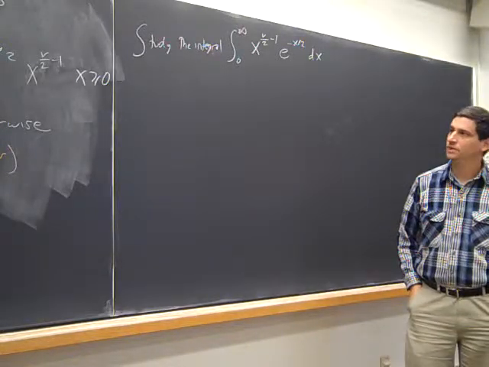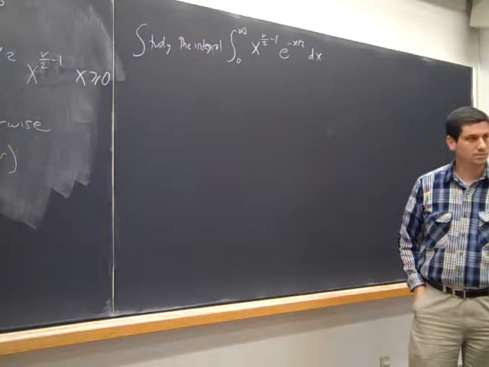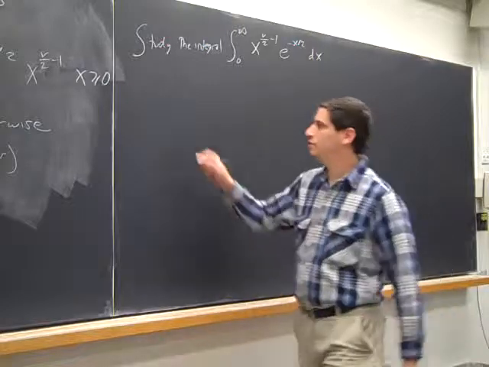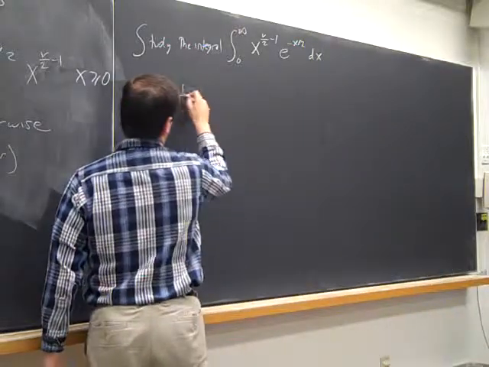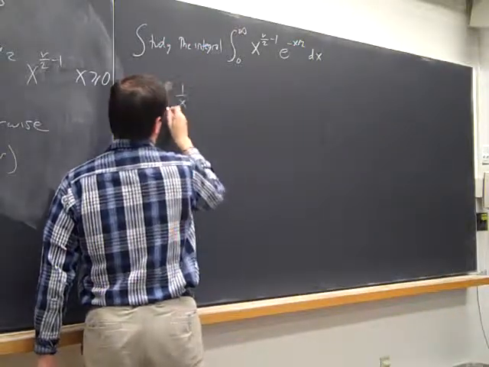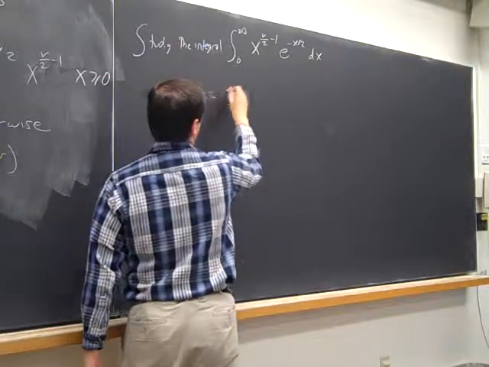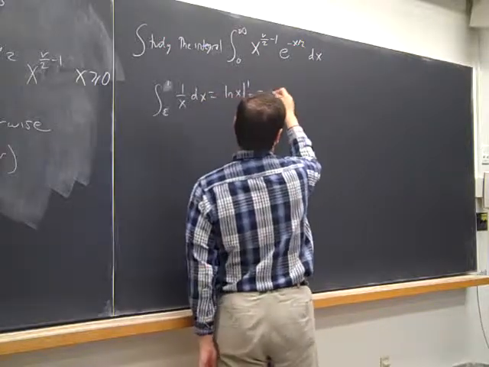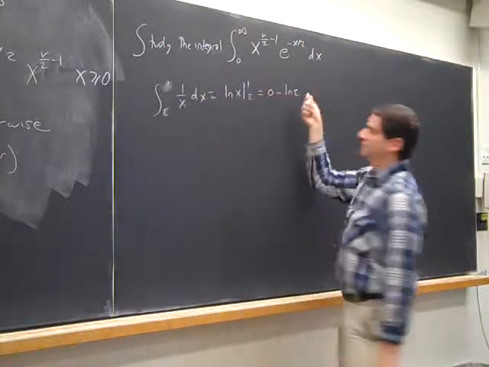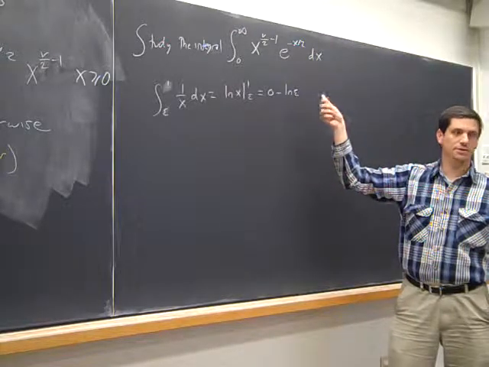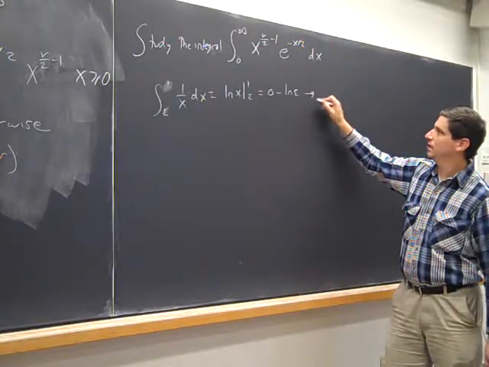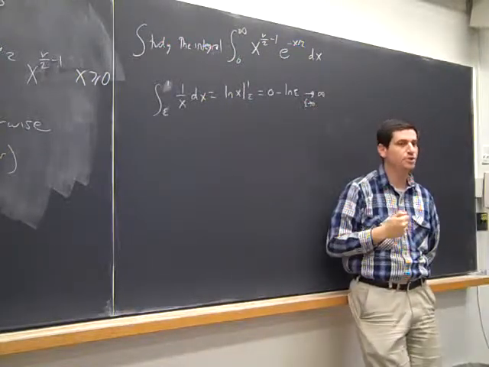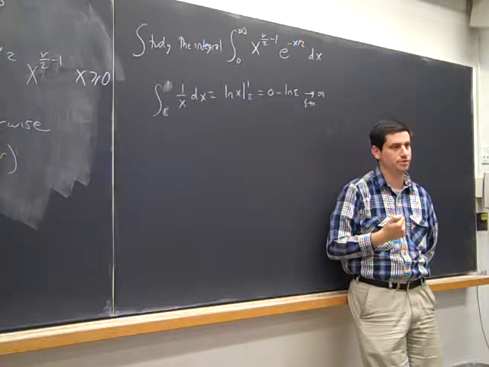You said that if it was like 1 over x, then it would diverge? Well, if you integrate 1 over x when x is near 0, so from epsilon to 1 of 1 over x dx, this is the natural log of x at 1 and epsilon. This is 0 minus the natural log of epsilon. The natural log of epsilon goes to minus infinity. So as epsilon goes to 0, this goes to infinity. The function 1 over x is not integrable near the origin.